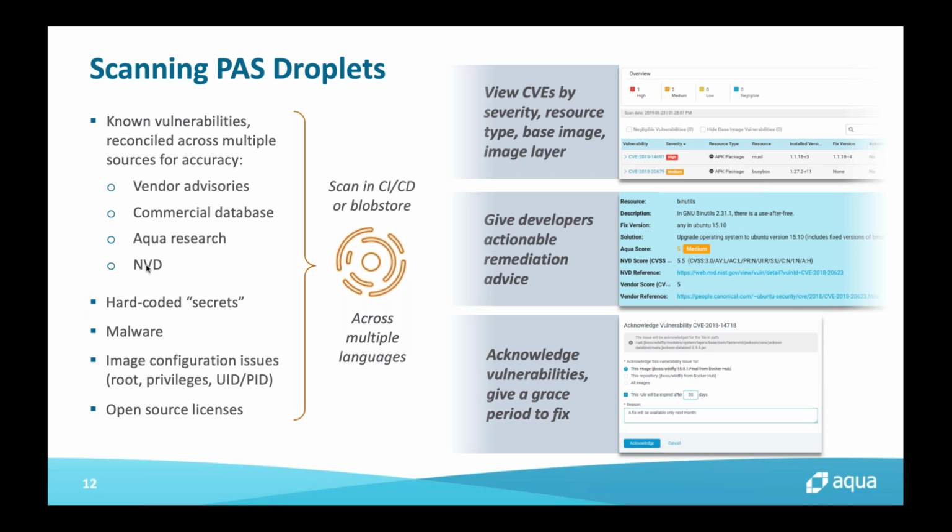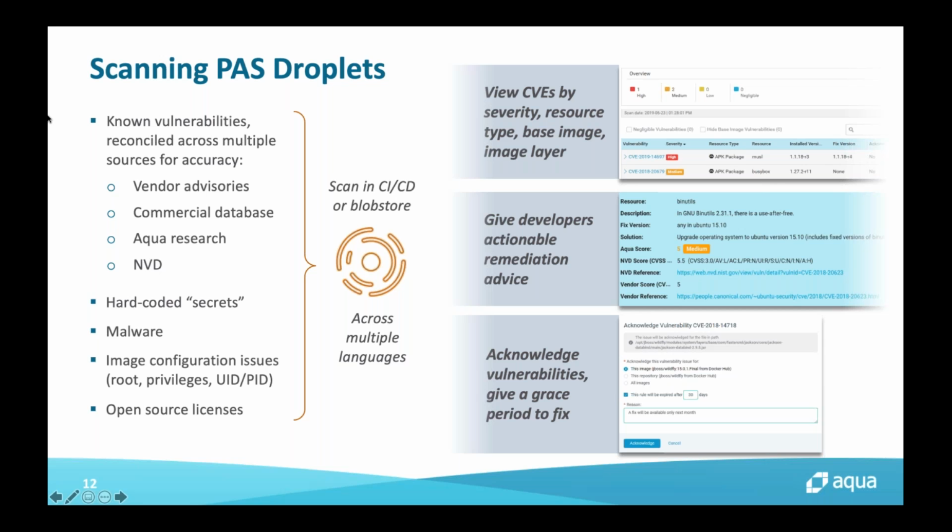Malware. So, standard malware checking. Configuration issues. Is your application running as root? Does it have too many privileges? Is it using the correct user account? So things of that nature. And then, if you're in an environment where you actually have open source license restrictions, we can determine compliance off of what licenses your open source packages are actually using.